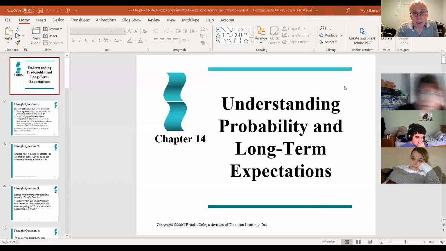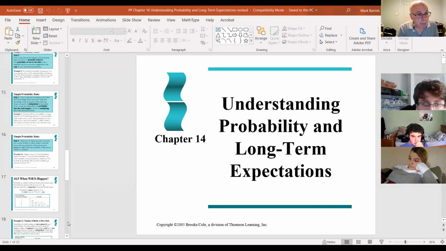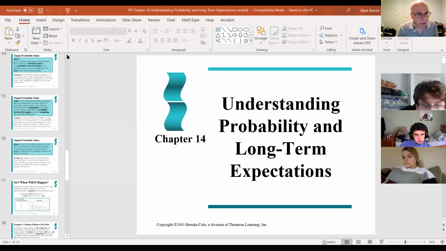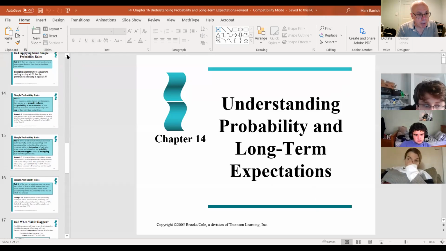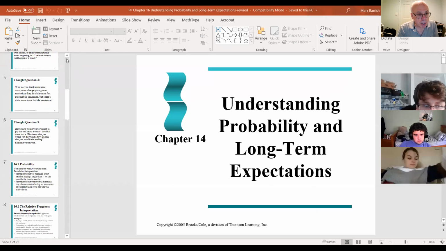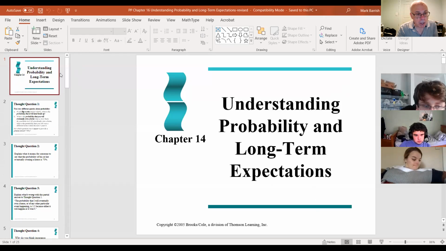Okay, so this chapter is called Understanding Probability and Long-Term Expectations. Originally, in a previous version of this book, this is the 4th edition, it used to be chapter 19. So if you have an earlier version, that book may show chapter 16 instead of chapter 14.